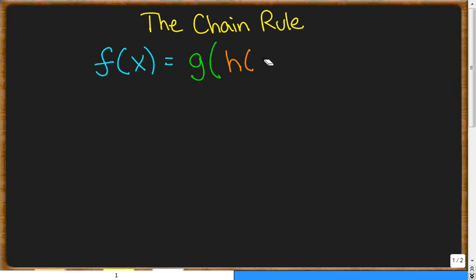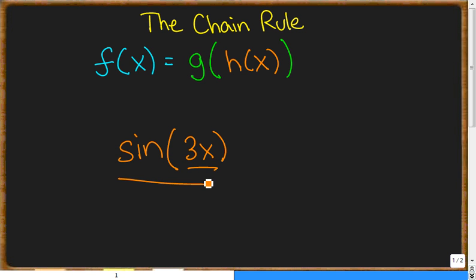So this may seem strange, but it really isn't. You could think of lots of different things. So basically, any function that has a function inside of it. A lot of times you'll see things like maybe the sine of 3x. Well, that's just 3x inside of sine. So that is a composite function.